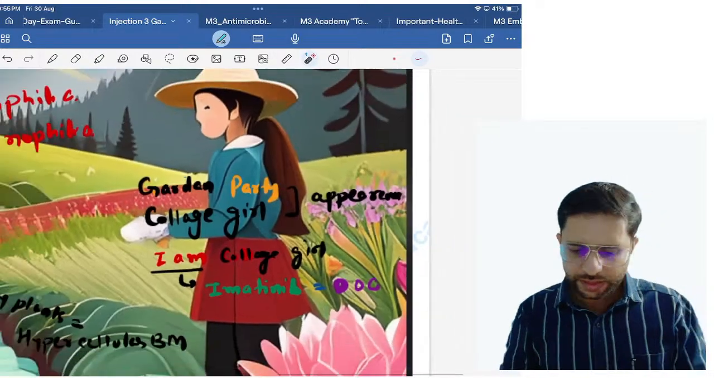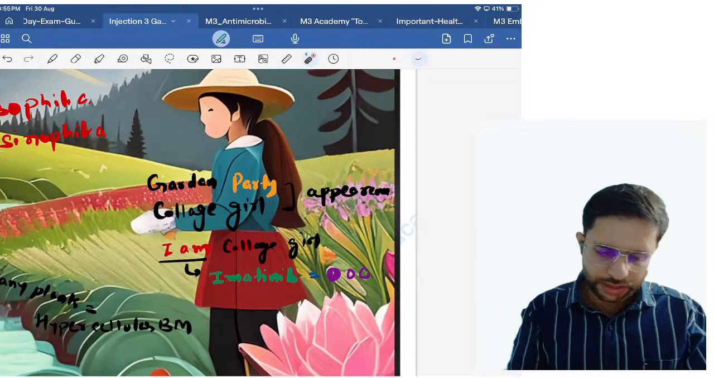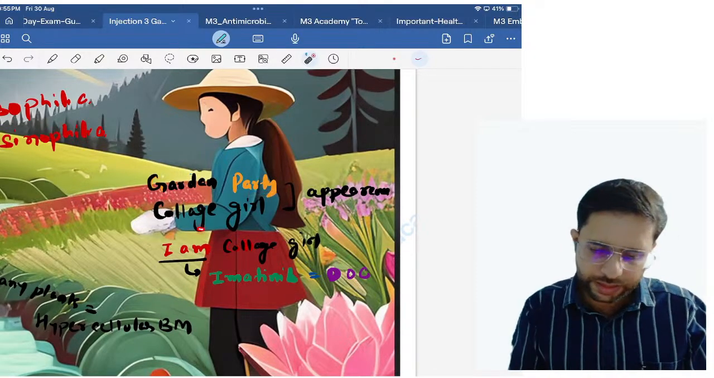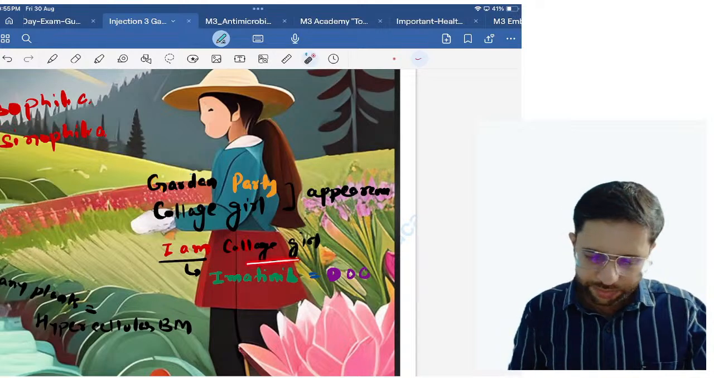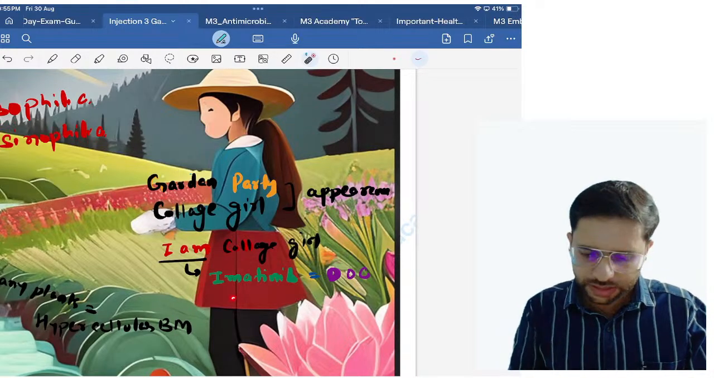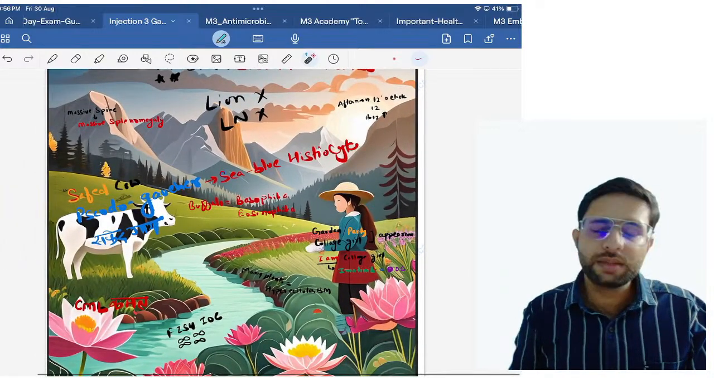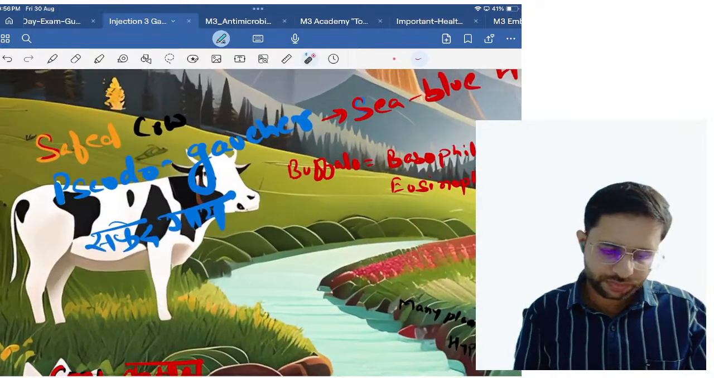Then you can see this girl, and this girl looks like the garden party. Yes, garden party or college girl appearance is there. And this girl is saying, I am a college girl. I am a college girl means imatinib. Imatinib is a drug of choice. Imatinib is a drug of choice for CML. And you can see a cow.